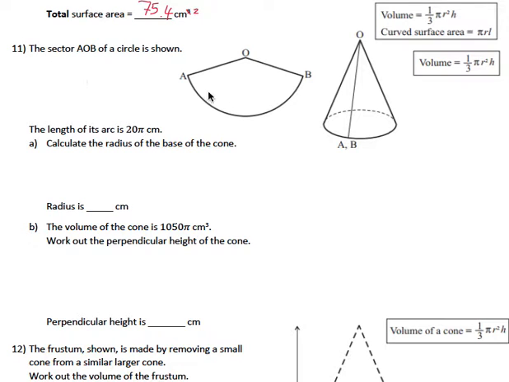Question 11, we've got the net of a cone, which if you've ever seen the net of a cone you'll know is a sector of a circle. So this is combining what we know about sectors of circles and also our formula for the cones. And it tells us that the length of the arc is 20 pi centimetres. So the length of that arc is 20 pi.